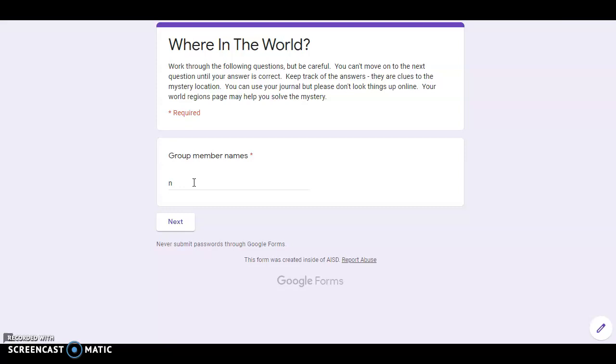So I call this one Where in the World, and the idea was that I had picked a country in my head, and I had created questions about the different topics that we covered over the course of the year, the different units, and each correct answer was about that particular country. So at the end, the idea was that they would take all those correct answers, put them together, and figure out what country I was referring to. All right, so they were supposed to write down the correct answers as they went.